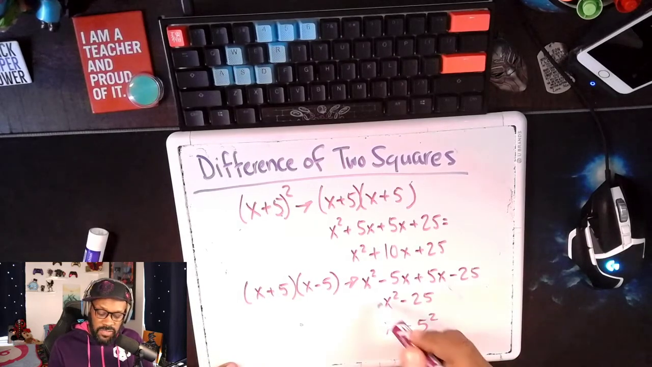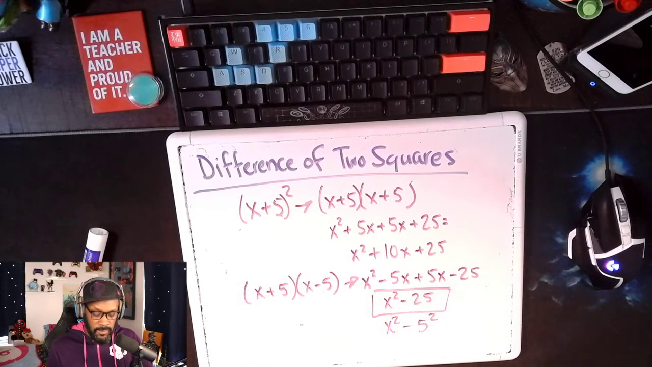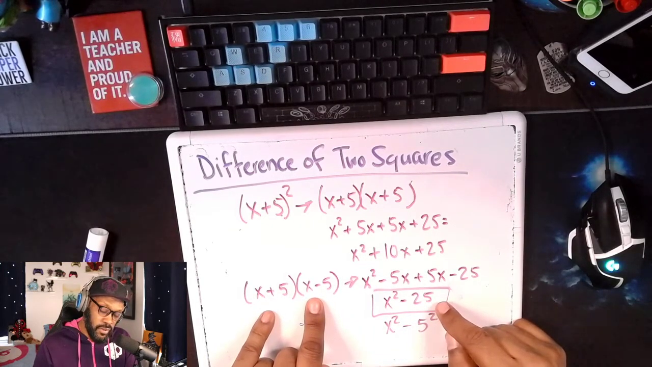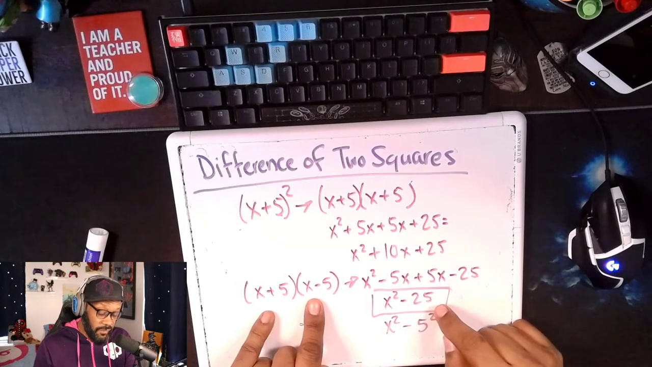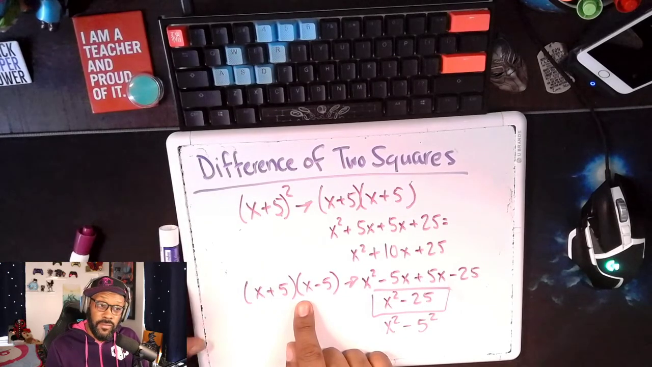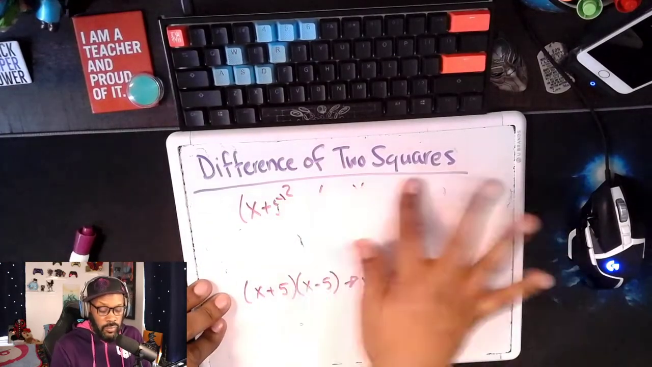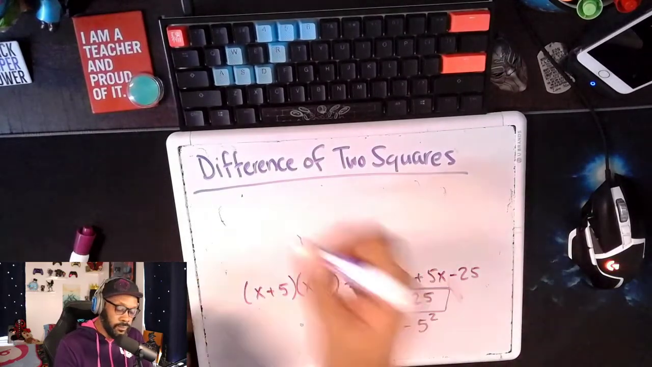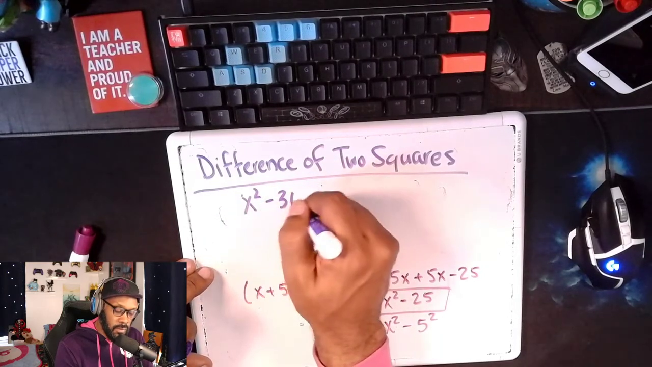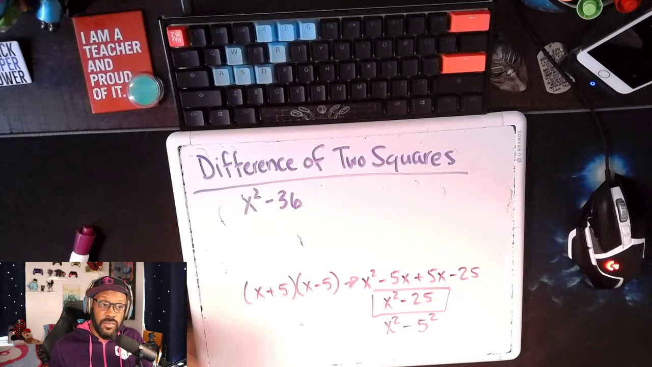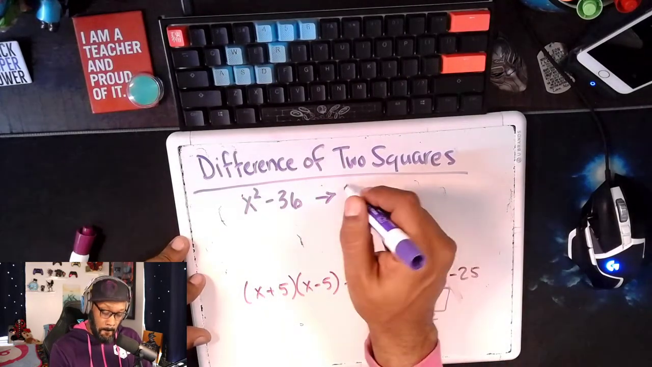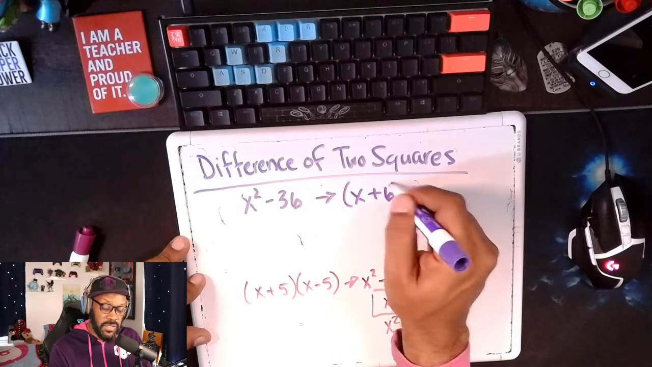But we don't leave it like this. We just leave the answer like this. So looking at this connection, if I asked you to factor, to put in factor form, something that looks like this into something like this, could you do it? If I asked you, okay, friends, factor this: x squared minus 36. What does that factor into? If you said x plus 6, x minus 6.